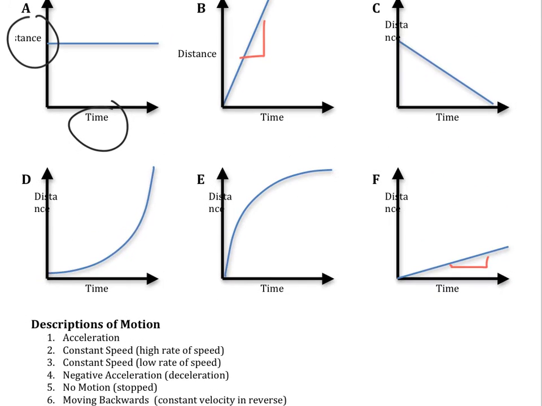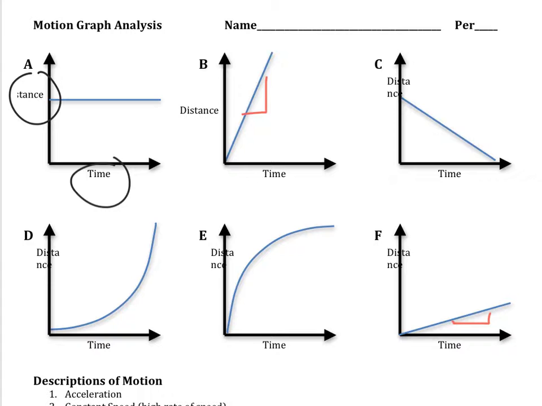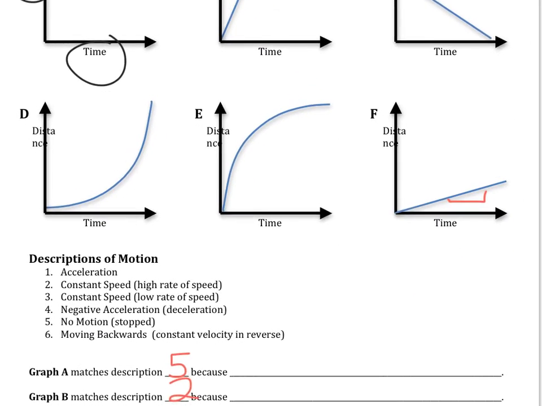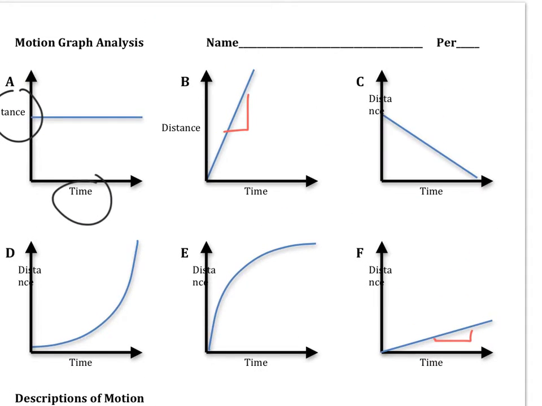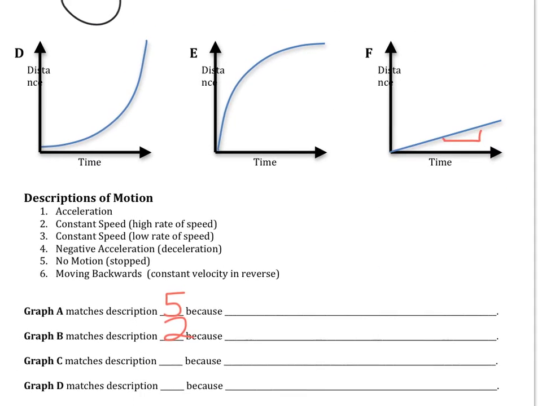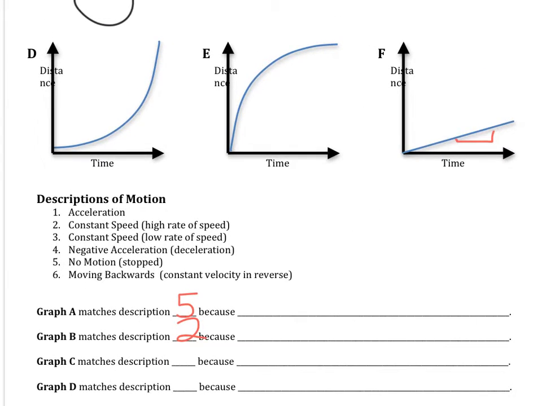Going back, graph C, we said this before, it's a constant speed because it's a straight line, but we're moving backwards. So what does this mean exactly? It means that you started at a certain distance away from your reference point and you're moving back towards your reference point. If you remember from the gizmo, it showed that very well when it had the runner moving back towards the start line. So for graph C, we could match it to number 6.